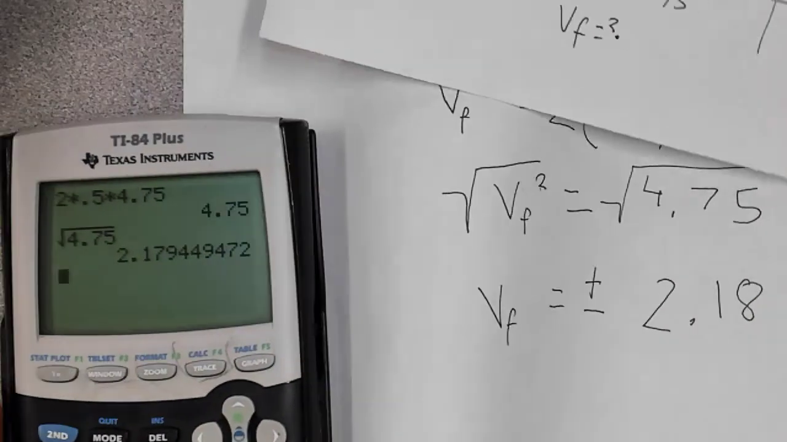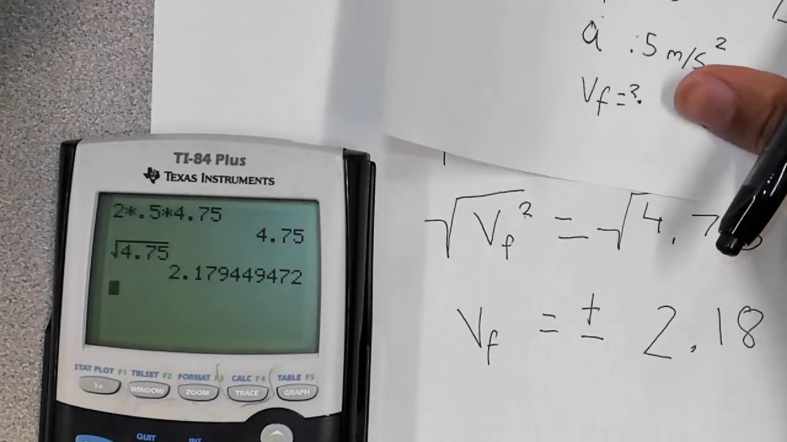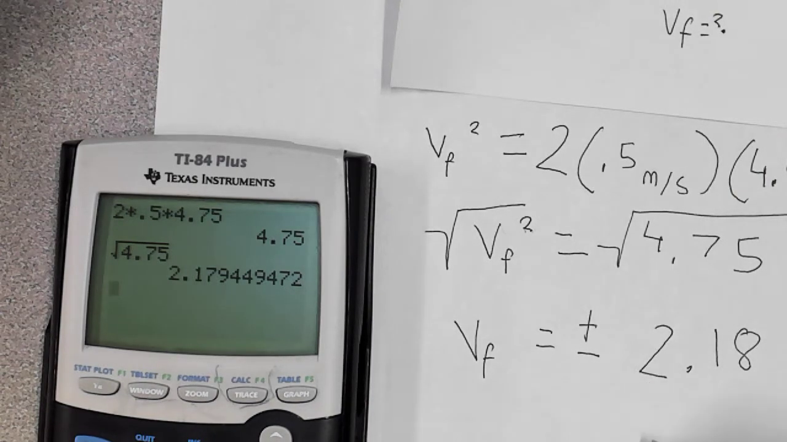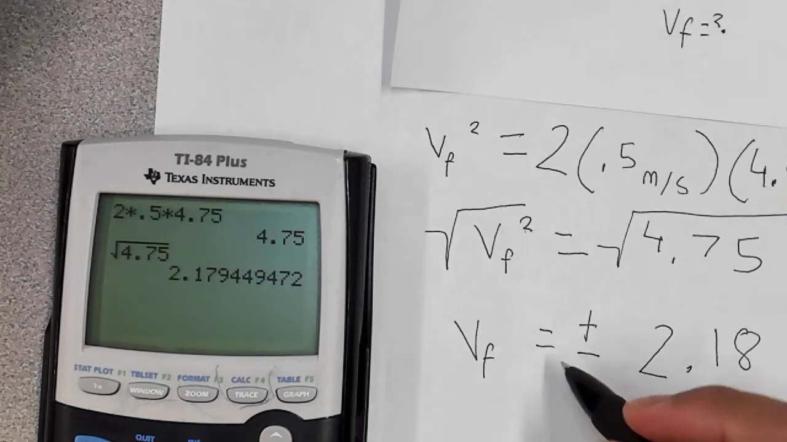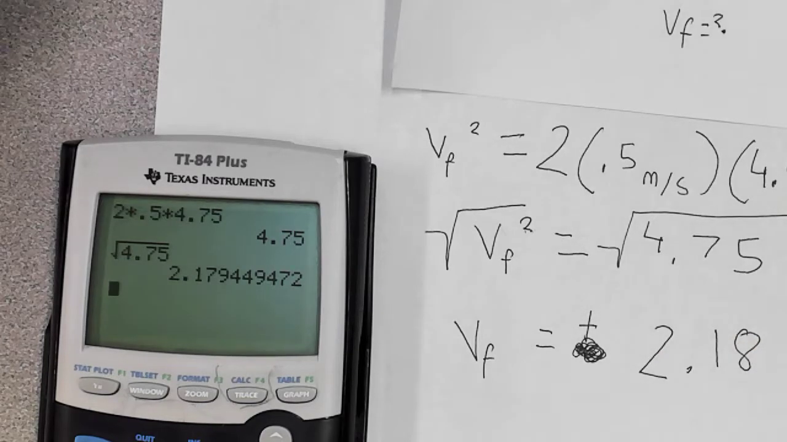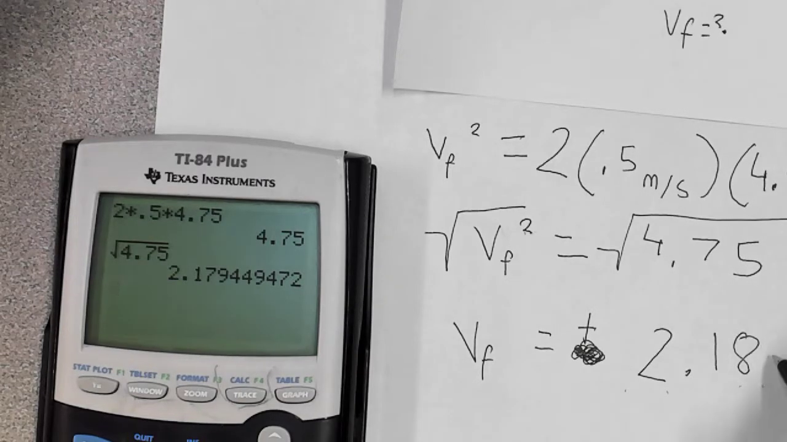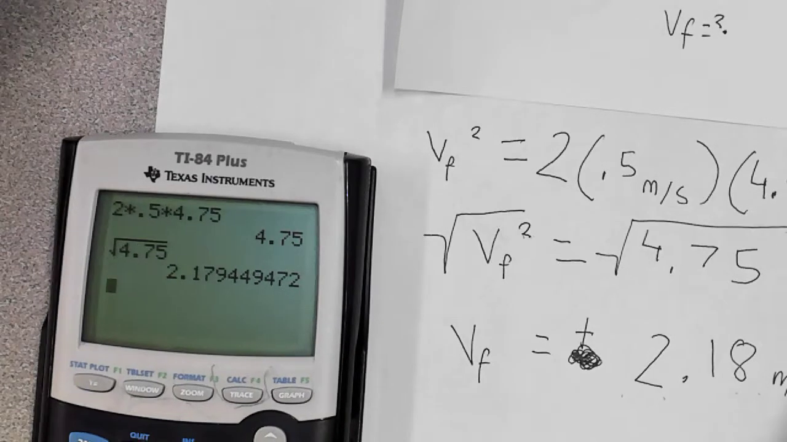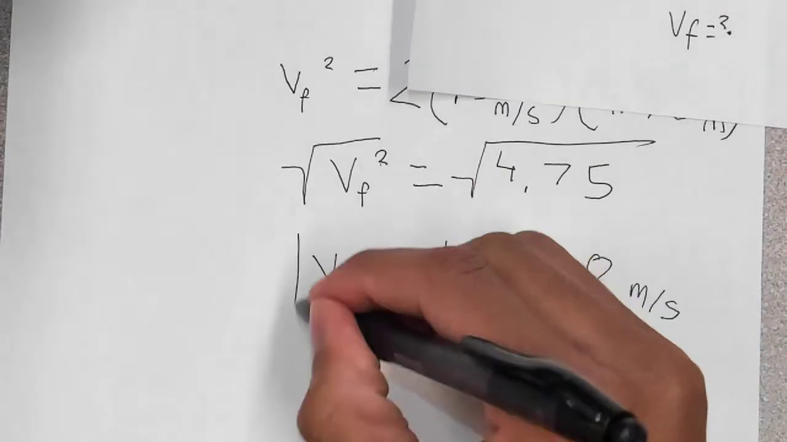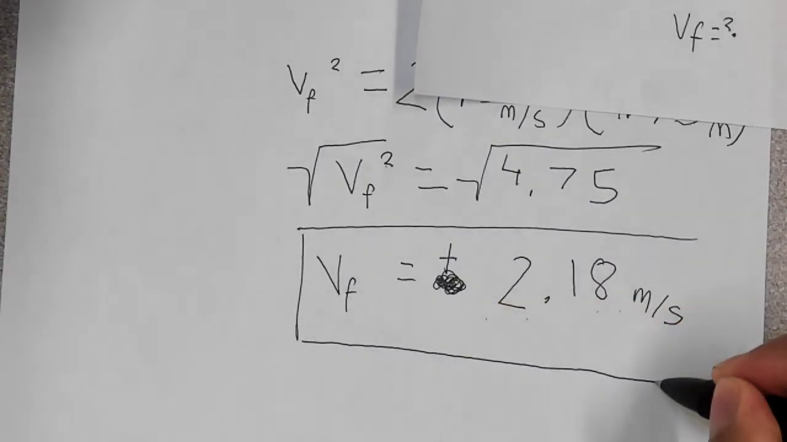Now in this case, the information was all given to us in the positive direction. It never said that there was a change of direction, so I'm going to assume that the stroller is continuing in the positive with a positive velocity. So I'm going to go ahead and say, based on the context of this problem, this is a positive 2.18. Final velocity equals 2.18 meters per second. So that's how we solve these types of problems.